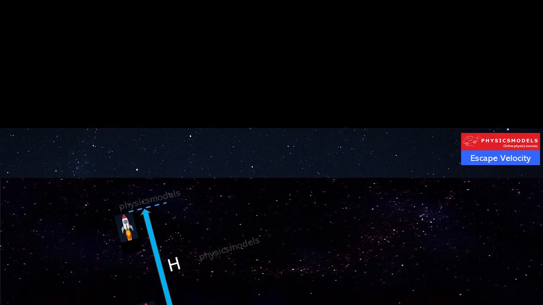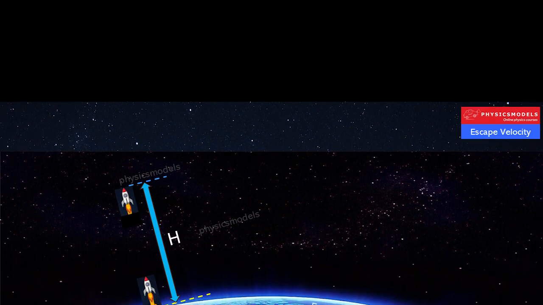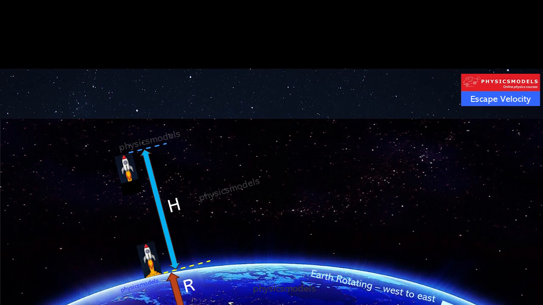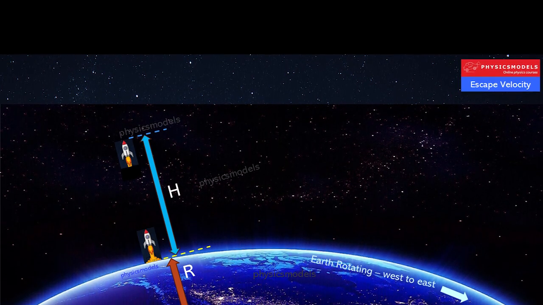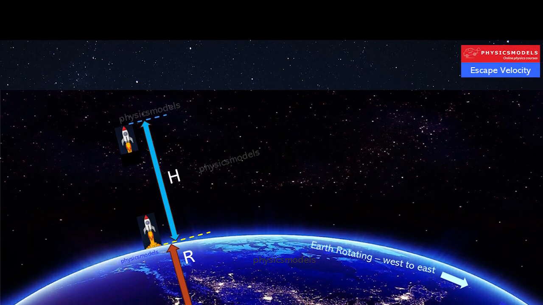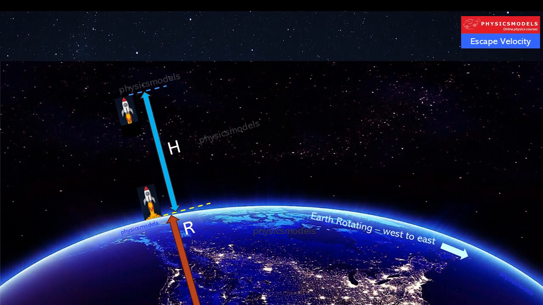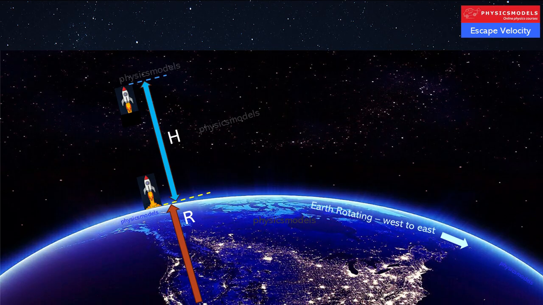In this absolutely stunning silhouette of the Earth against the night sky, we see two terms. R stands for the radius of the Earth from the center of the Earth. This is the place where the rocket is launched from the Earth's surface. It reaches a height h, and we have to find out the relationship between the height h and the initial velocity of launch.